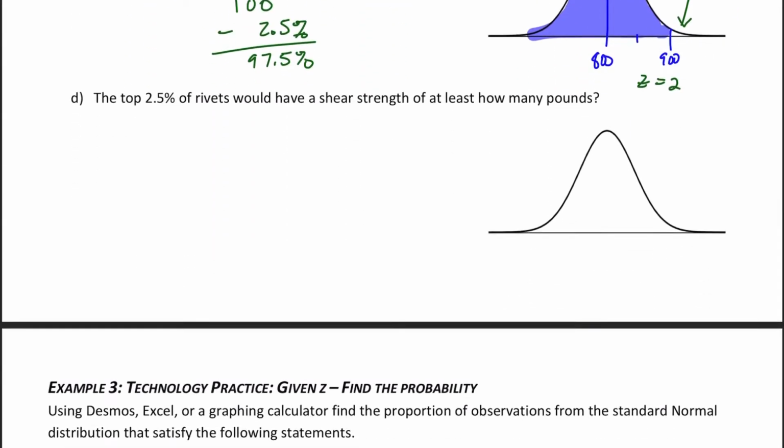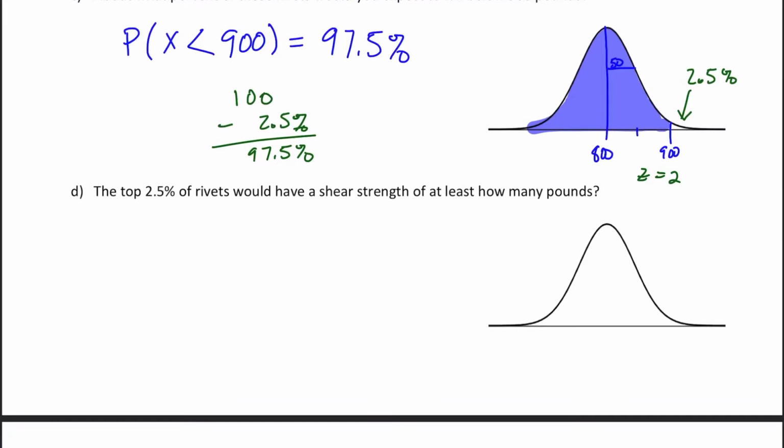All right, our last question for this lecture. D, the top 2.5% of rivets would have a shear strength of at least how many pounds? This is one where I give you a percent, and you have to turn it around. Go ahead and pause the video and try this one on your own.